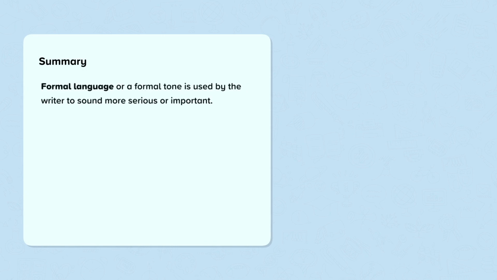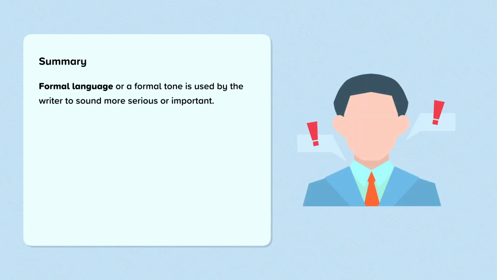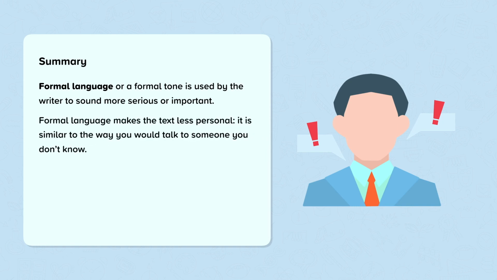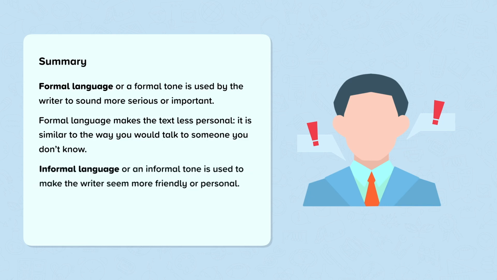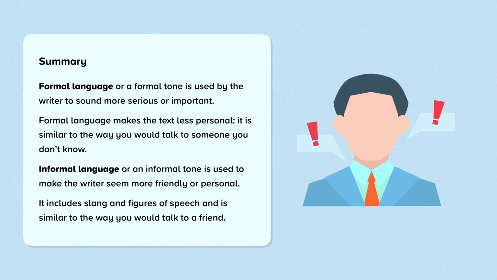Let's summarize everything we've learned about formal and informal language. Formal language, or a formal tone, is used by the writer to sound more serious or important. Formal language makes the text less personal. It's similar to the way you would talk to someone you don't know. Informal language, or an informal tone, is used to make the writer seem more friendly or personal. It includes slang and figures of speech, and is similar to the way you would talk to a friend.